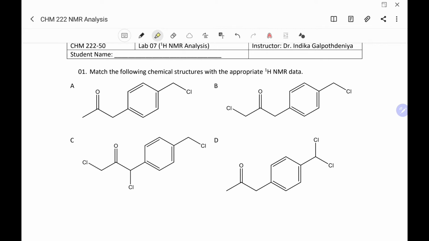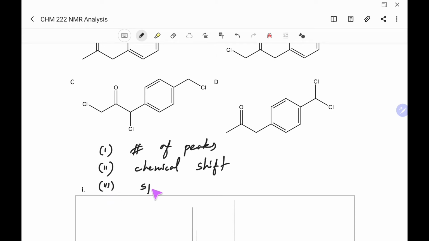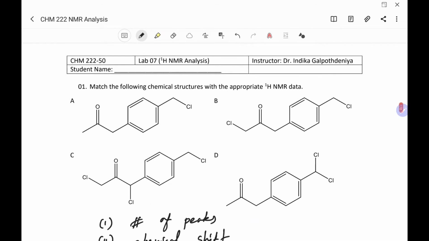So the first thing that you will do is figure out the number of peaks, by looking at the chemically different hydrogens. Second, you will try to calculate the chemical shift. And then once you have that, you can also look at the splitting patterns for each of these peaks. All right, so let's take a look at it.